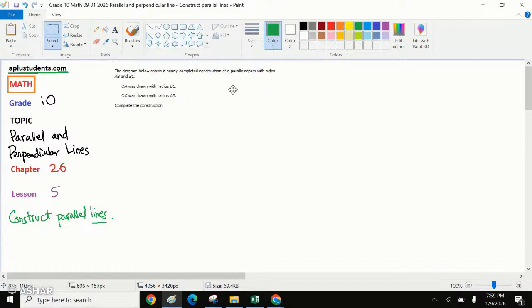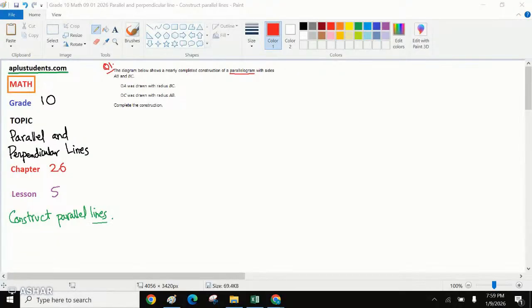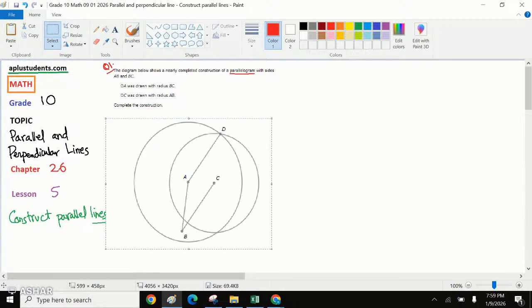Okay, the diagram below shows a nearly completed construction of a parallelogram, right? We need to construct a parallelogram, and we know that a parallelogram has two pairs of parallel sides, right? So let me draw the diagram. Okay, the diagram is this, and the diagram says, okay, if this is the given diagram, and we need to draw it on the diagram.